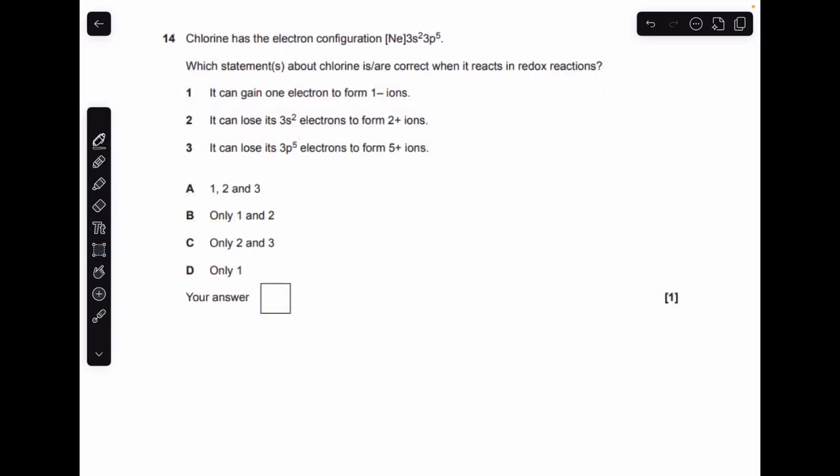Number 14, which statements are correct about chlorine? It can gain 1 electron to form 1 minus ions. Yes, it does. Statement 2, it can lose its 3s2 electrons to form 2 plus ions. Well, no, because the 3s subshell is closer to the nucleus, so that's not going to happen. Statement 3, it can lose its 3p5 electrons to form 5 plus ions. No, that's not going to happen. So the only one that was right was number 1, so it's option D.